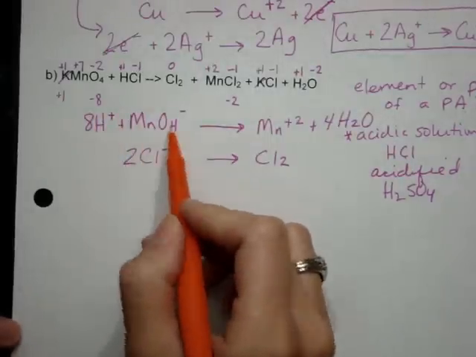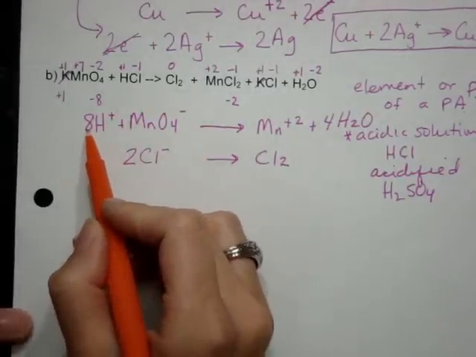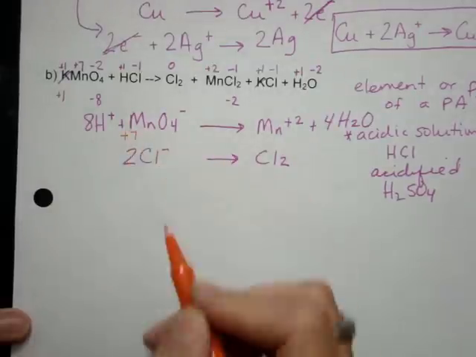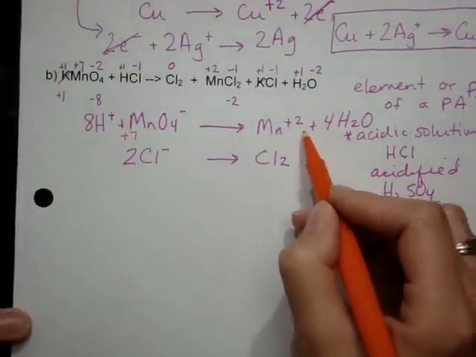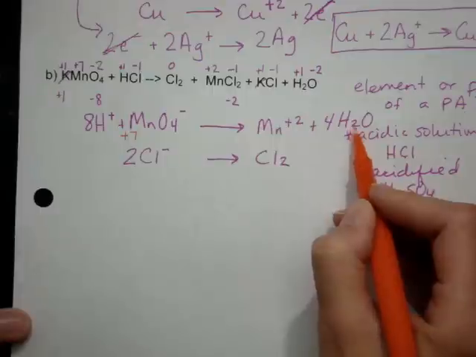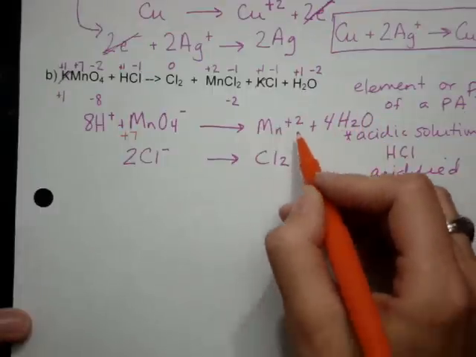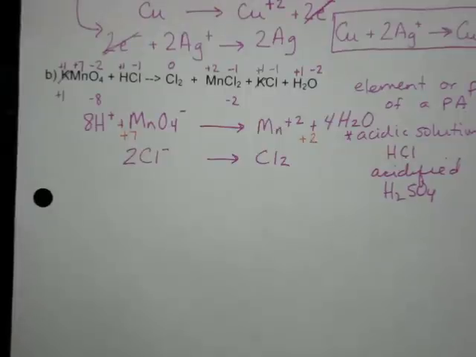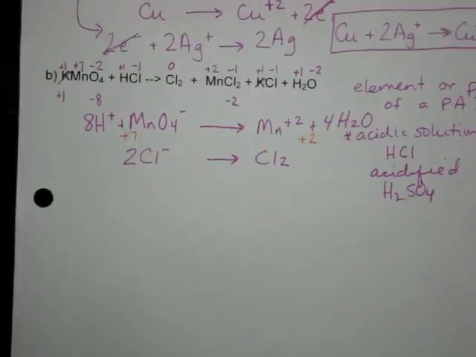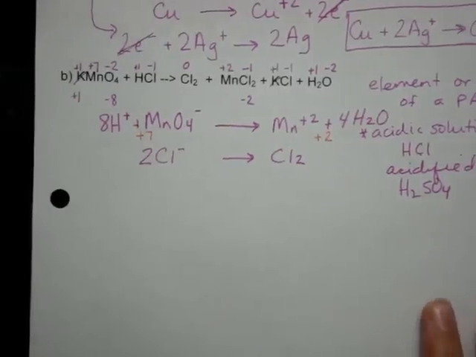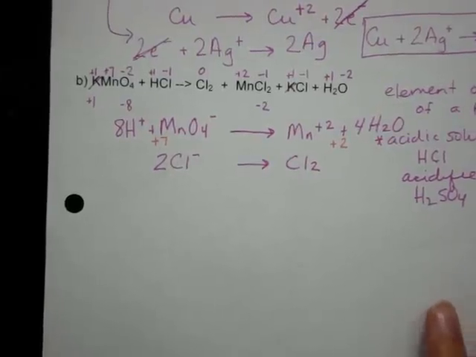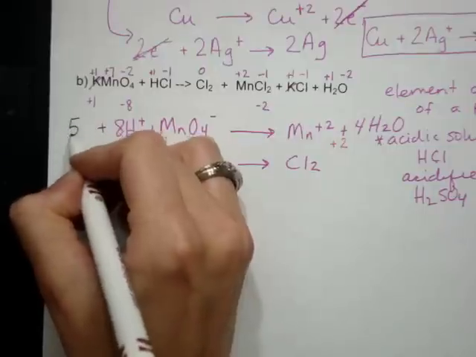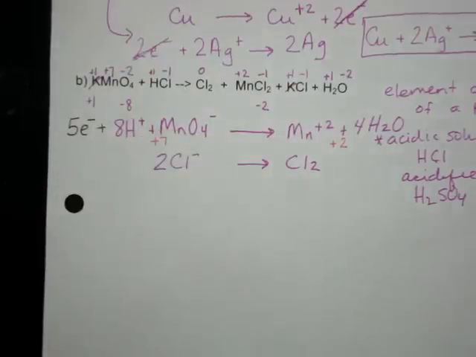I look at the complete charge on the whole reactant side. I have 8 positives and 1 negative, so that's +7. On the product side, I have positive 2, and this is 0 because it's a molecule, so overall positive 2. The goal is to get both of them to match each other. In order to do that, I add the appropriate number of electrons. To get 7 to equal 2, I have to add 5 electrons.